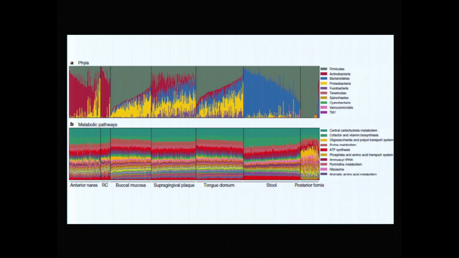So each line on this is a stacked bar chart of the microbiome of one individual, that individual's functional repertoire down below. And what you can see is that even if we just look at the stool, there's tremendous variability from one person to the next. So some people are mostly Bacteroidetes, others are mostly Firmicutes, others have a lot of Proteobacteria and so forth.